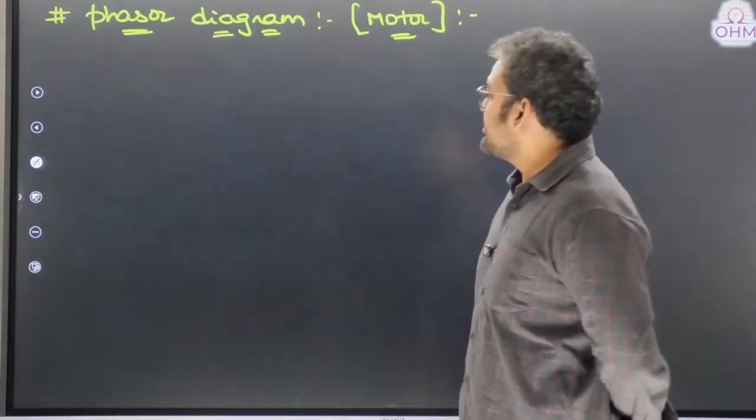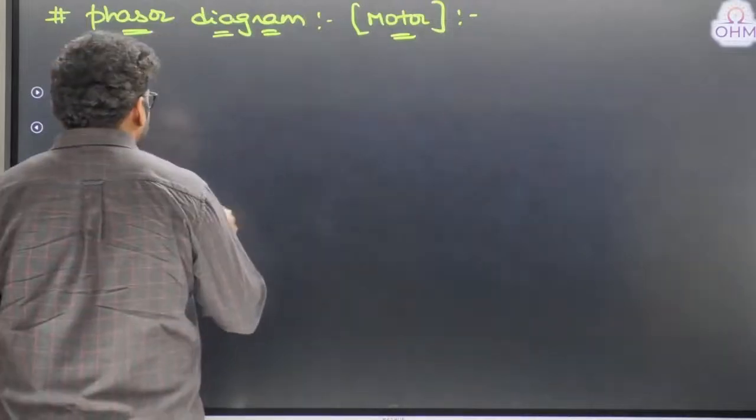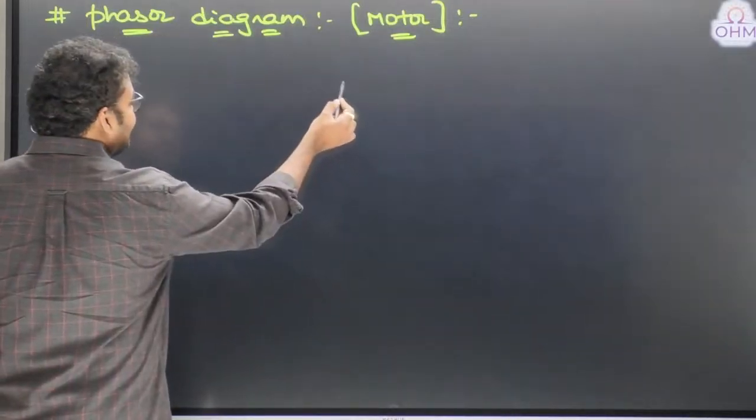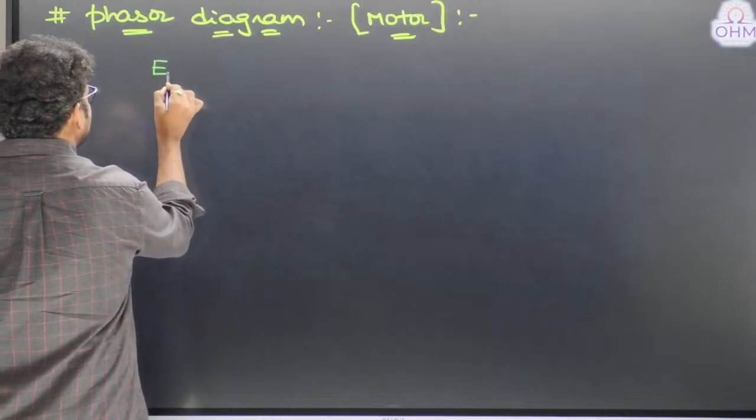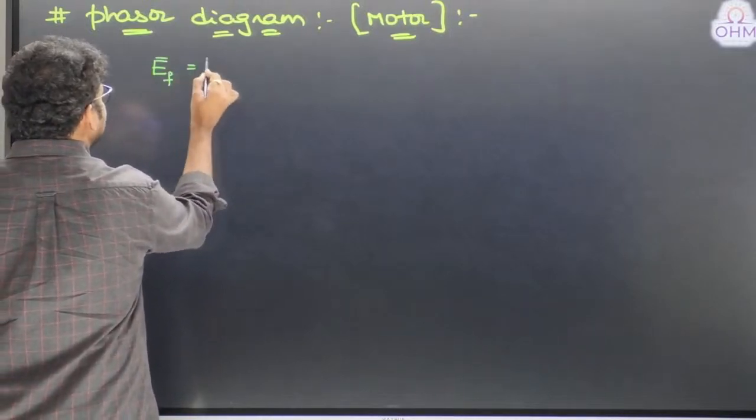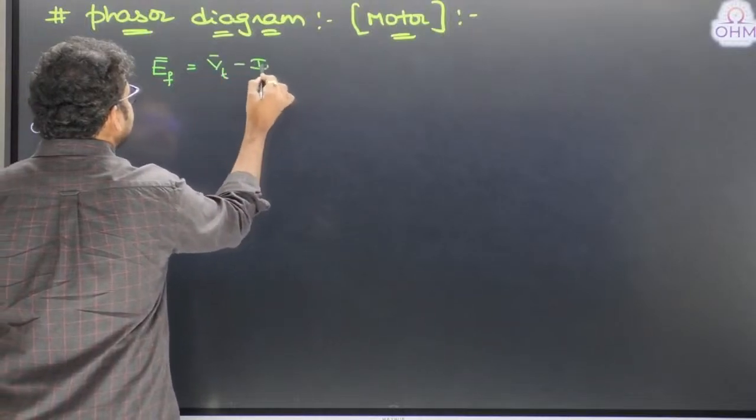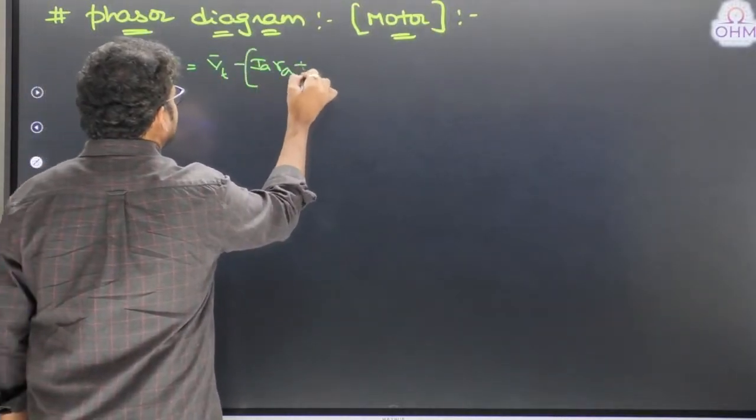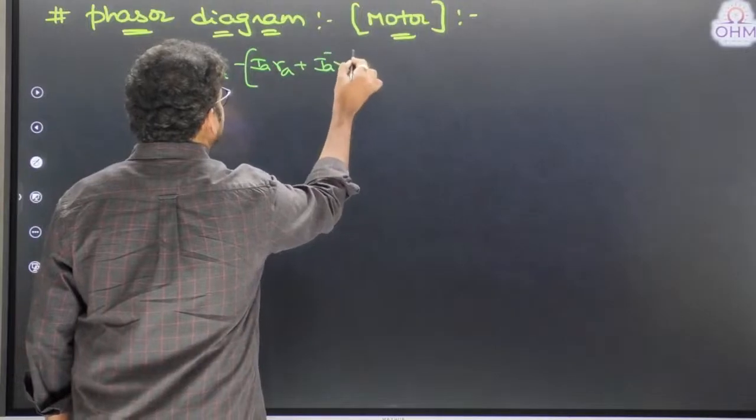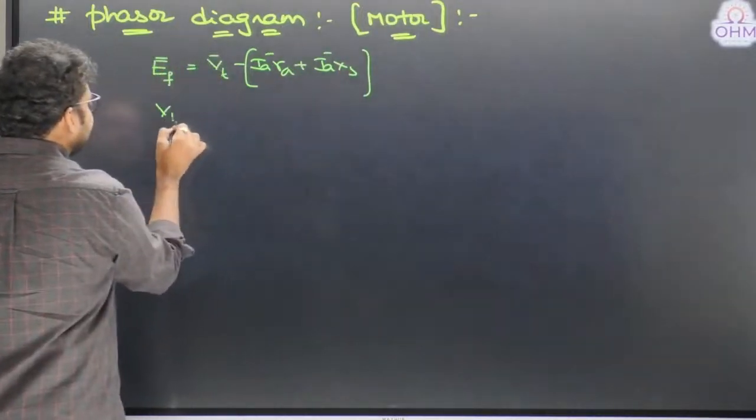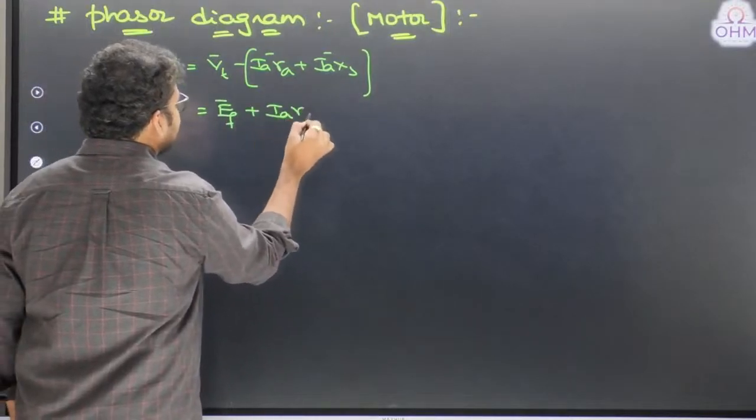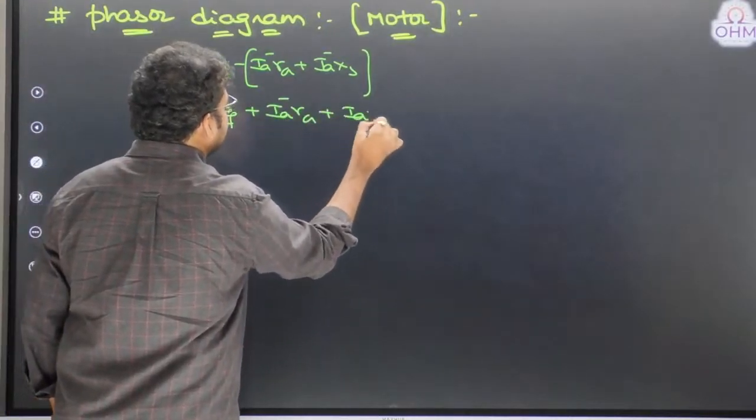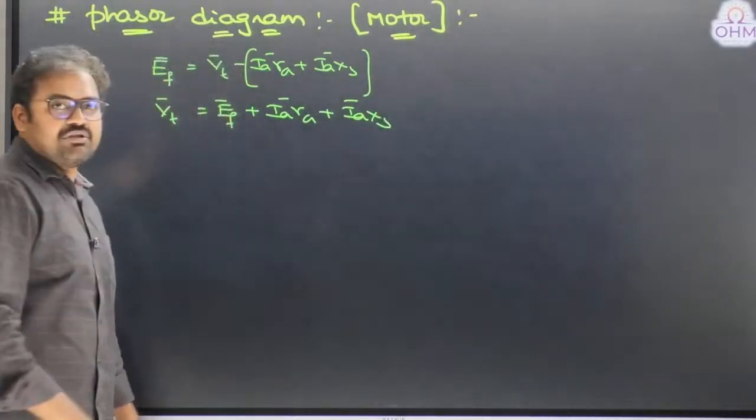Understand? First, what is the KVL equation? In KVL equation, current will flow from Vt to EF. Therefore, EF is equal to Vt minus IaRa plus IaXs. This is one formula you can use, or Vt is equal to EF plus IaRa plus IaXs. Any formula you can implement.